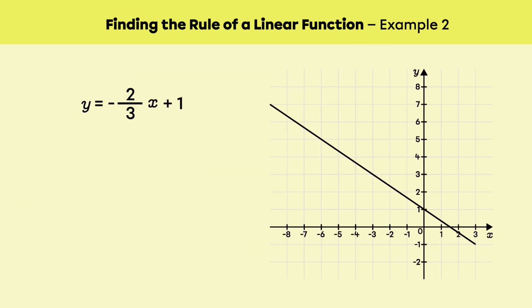We can take a few minutes to verify that the rule we found makes sense from the graph. The line intersects the y-axis at 1, so the b value we found is correct. The line is also decreasing. This means the rate of change must be negative, which is also the case. Going back to the original graph is a good trick to validate the rule.